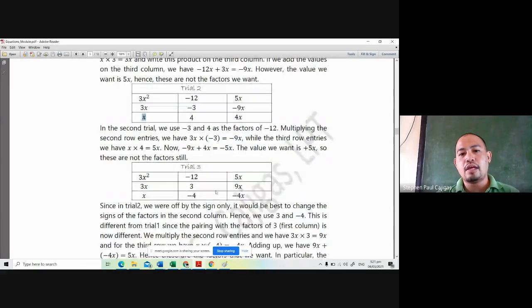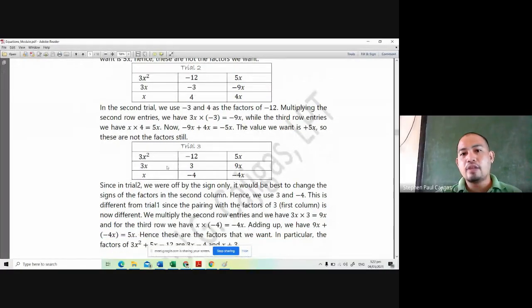And so I will do that in the next trial. So I will prepare 3x with positive 3, then x with negative 4. So when I multiply 3x and 3, we get 9x. And if you multiply x and negative 4, you get negative 4x. And when you add these two, you will get positive 5x, which is what you want.